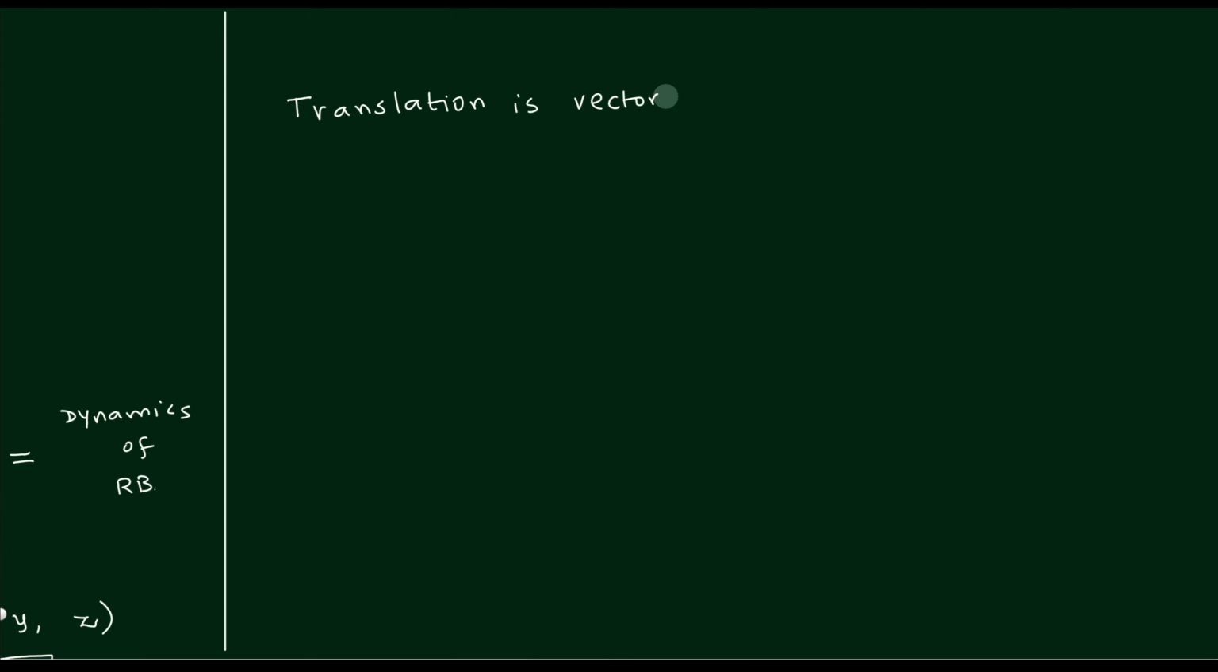Let me write down the first part. Translation is vector or not? Agree or not? That is quite simple. You should agree, because you have been doing this all the way from school. xi plus yj plus zk. I am talking about that, which is traditionally the r vector. So you know that this is the translation, and therefore you agree that translation is a vector.